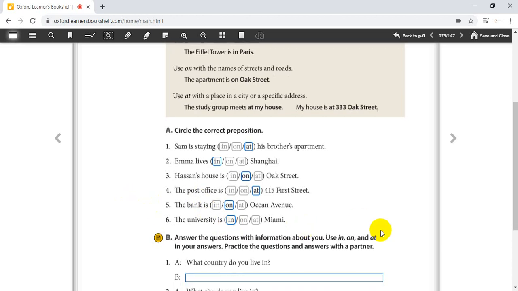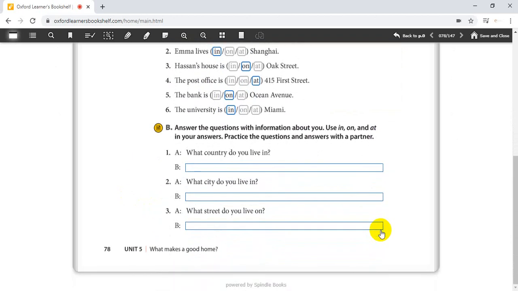Activity B. In activity B, you're going to answer the questions with information about you. Wow, this is interesting. Now you're going to use in, on, and at in your answers. Okay. So number one, what country do you live in? I live dash. Okay. What city do you live in? What street do you live on? So remember, when you're answering, you have to use on.